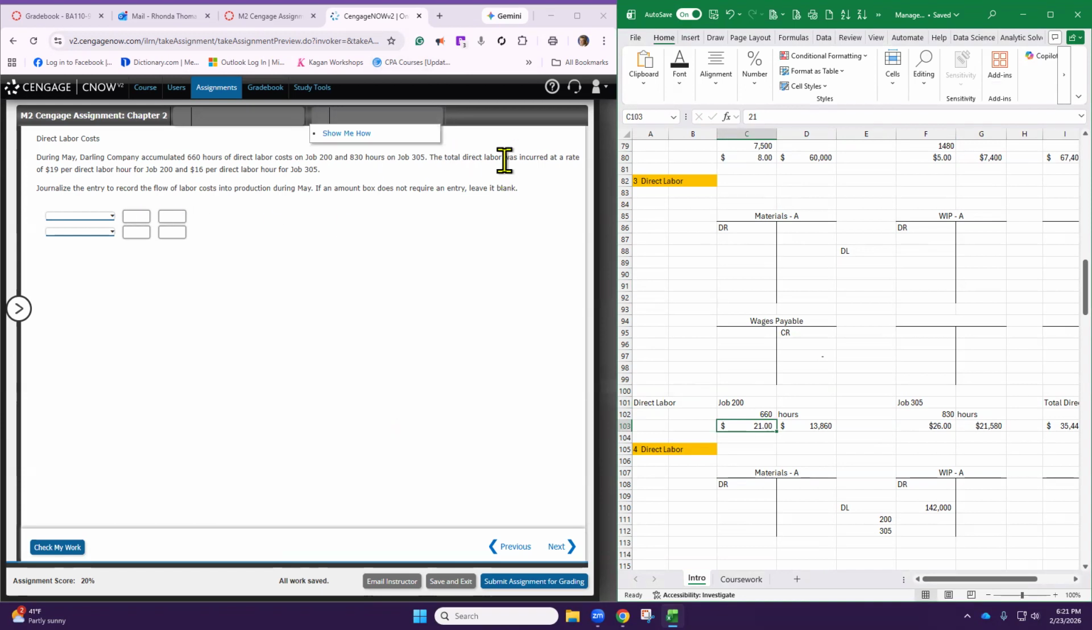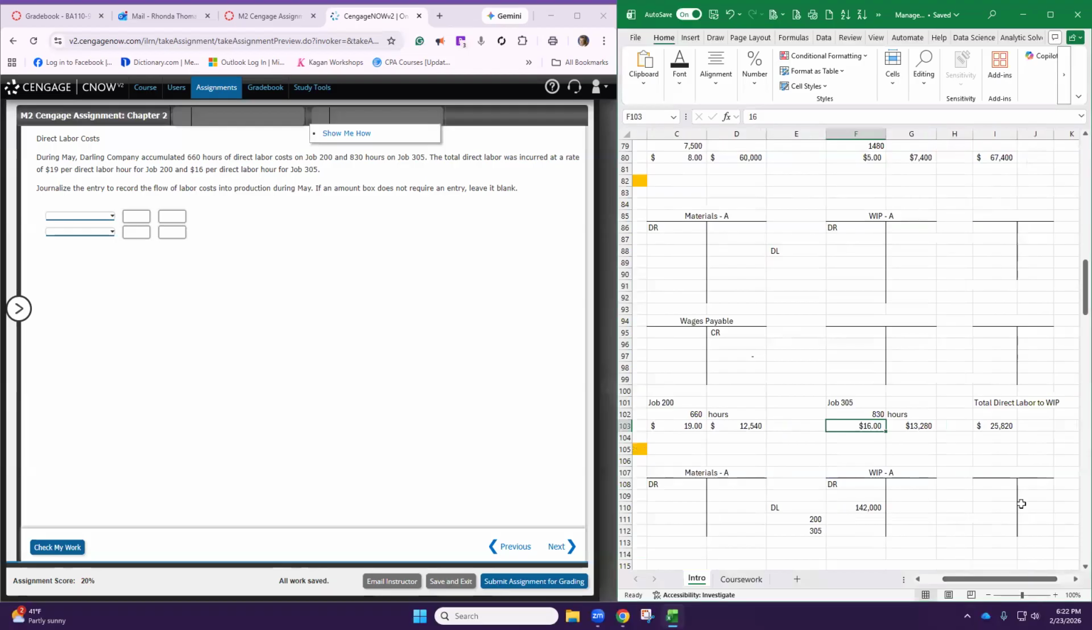The total direct labor incurred at a rate of $19 an hour for job 200. So I'm going to fill in 19 there, and then here's my answer for 660 hours times $19 each. And then direct labor for job 305 is 16. And so we're going to show this. Together, here's how much the direct labor to WIP is going to be.